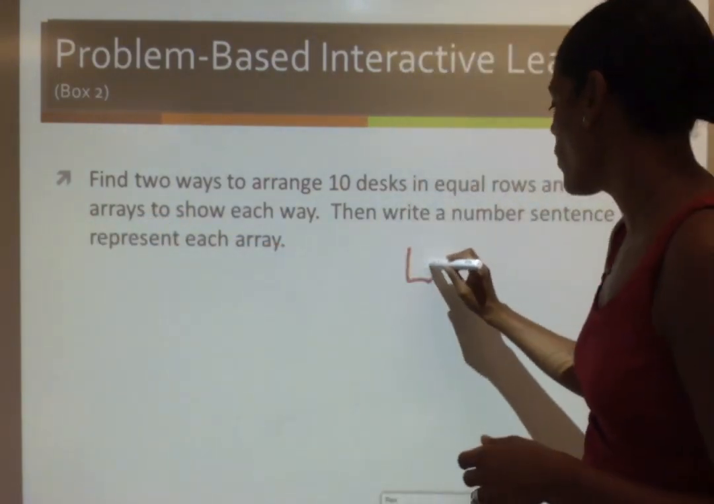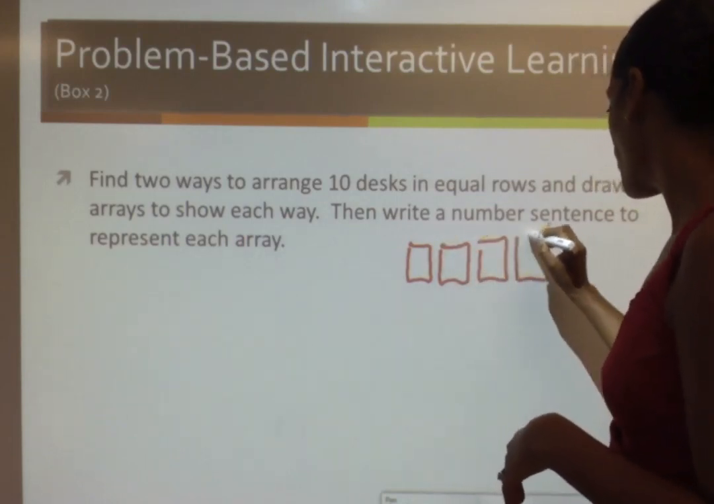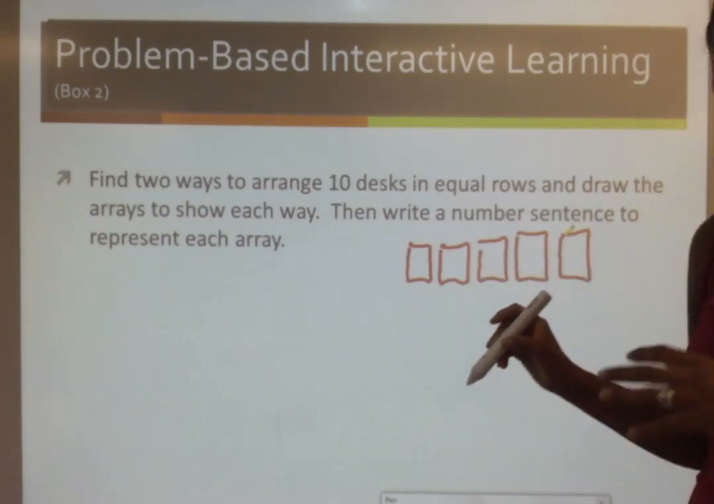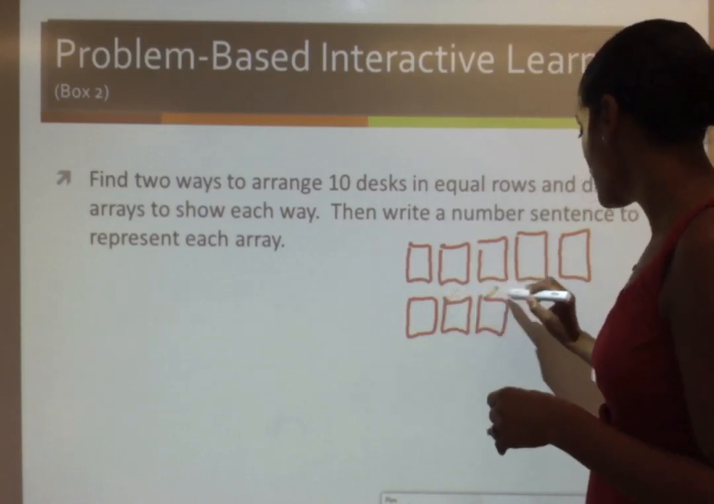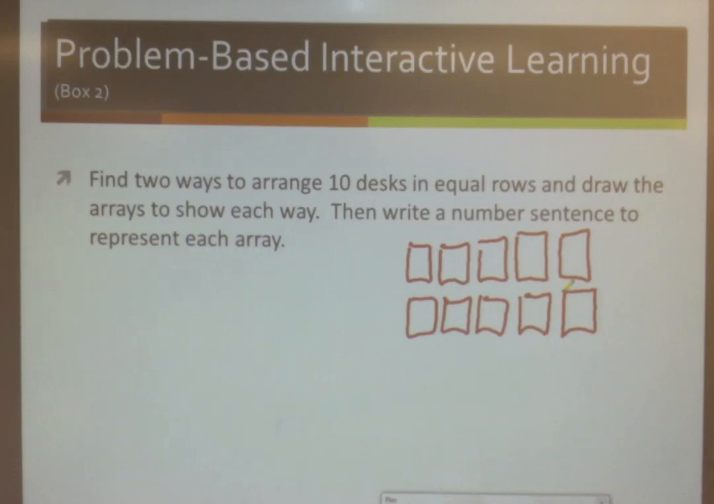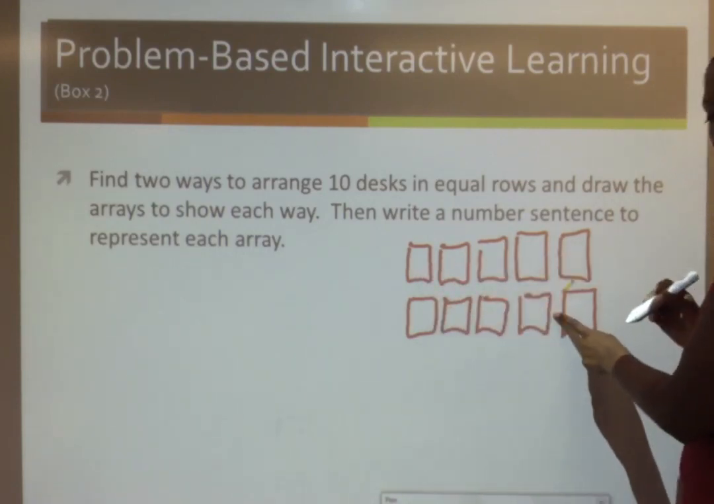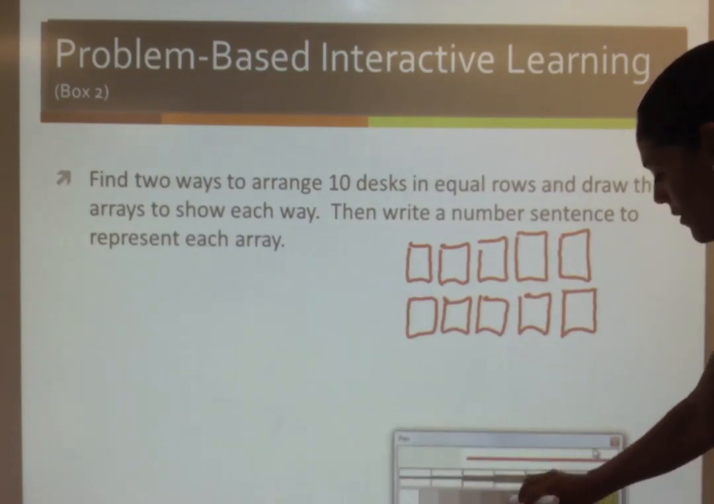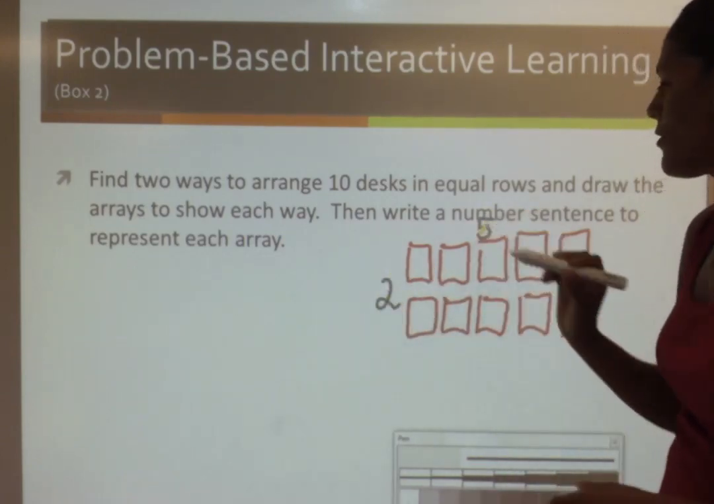Let's see. 1, 2, 3, 4, 5. There's 5 desks. If I draw 5 more, I'll get 10. 5, 6, 7, 8, 9, 10. There are my 10 desks. There's 1 row and there's 2 rows. And in each row, there are 5. So I have 2 rows of 5.